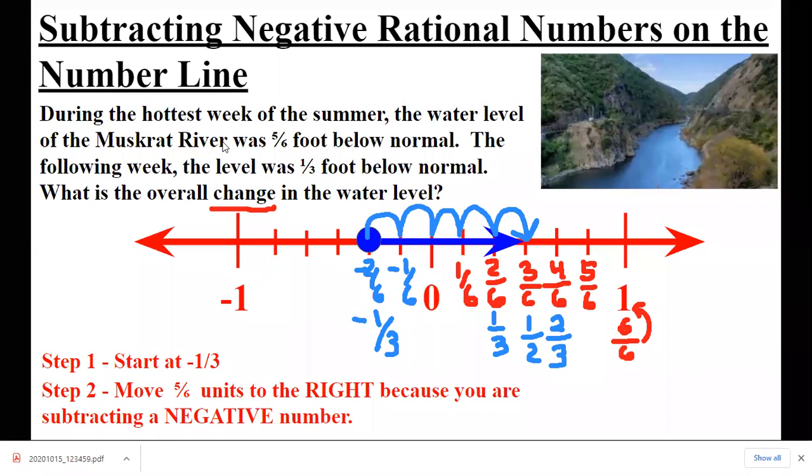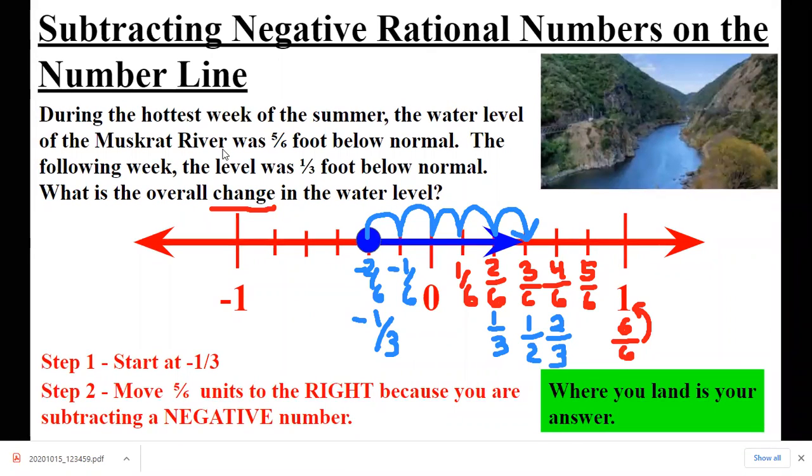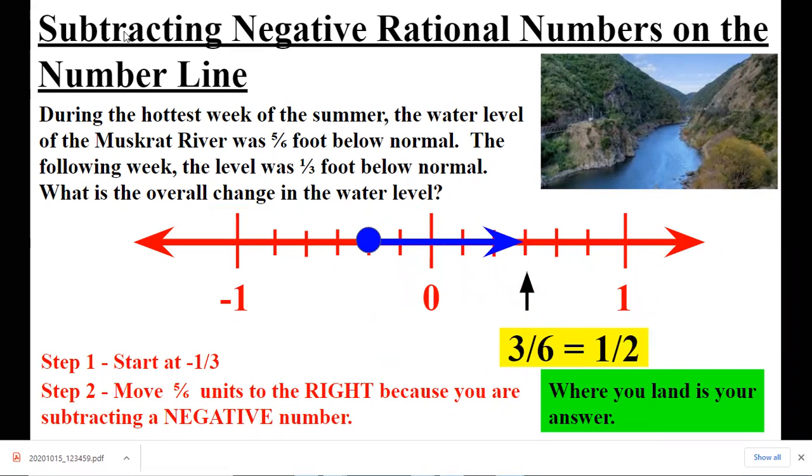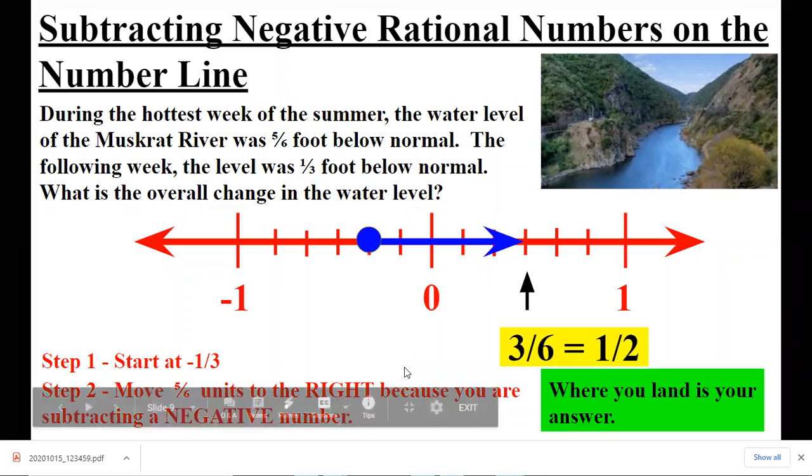Okay. Where you land is your answer, and we landed on the 1/2, or the 3/6. And let's clear all this. 3/6 is also equal to 1/2. So we landed on the 1/2.